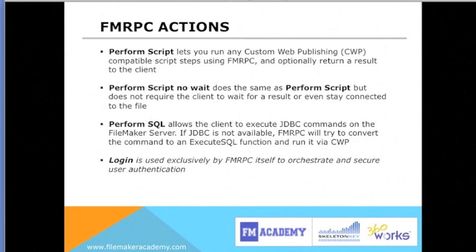So these are the 4 actions, and you're only going to really use 3 of them. But because it's a script, you can look under the hood and see for yourself how FMRPC does some of the magic it does. The 3 that matter to you are going to be perform script, which basically lets you tell the custom web publishing engine on FileMaker Server to run one of your scripts. And as long as the script steps in that script are compatible with web publishing, it'll perform that script flawlessly.